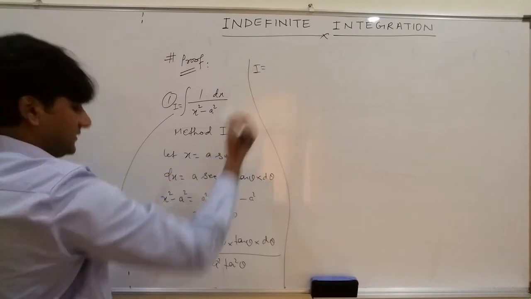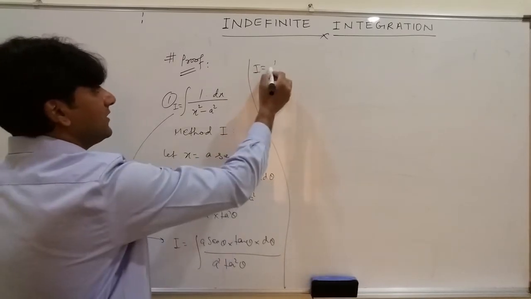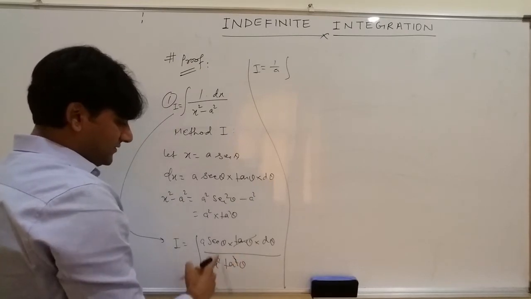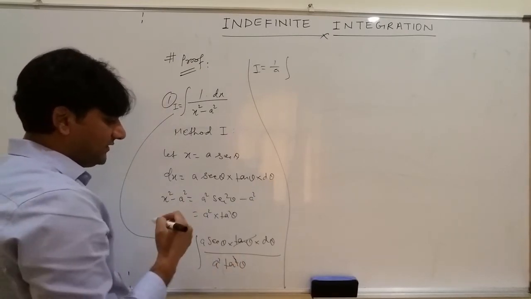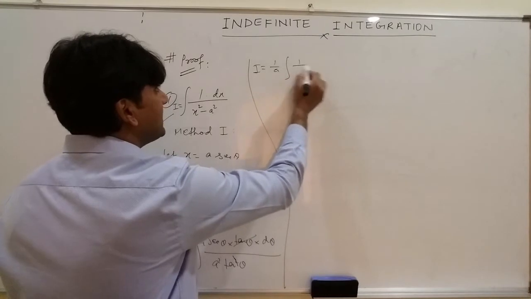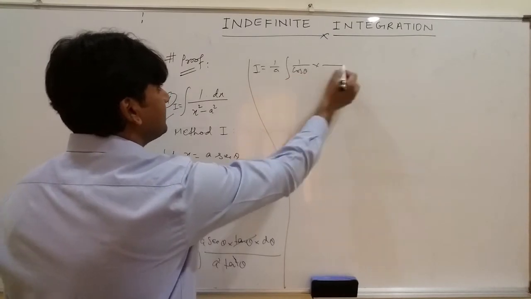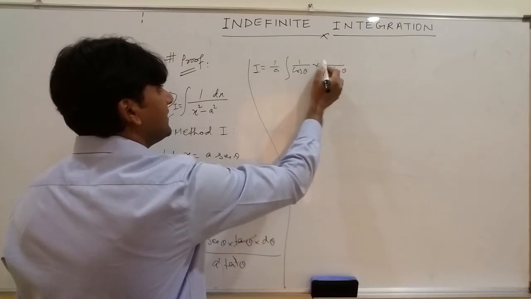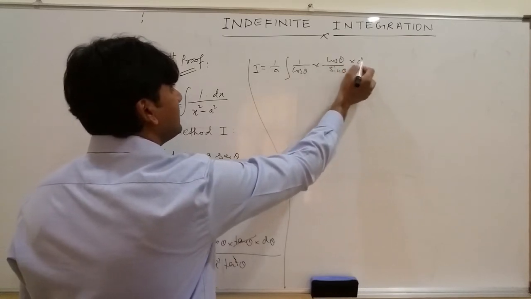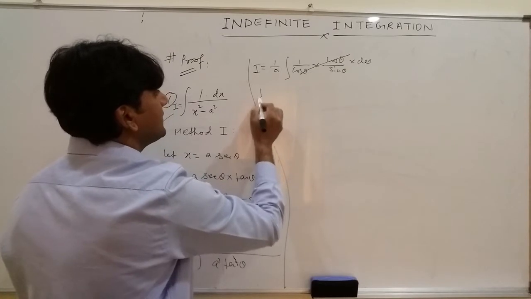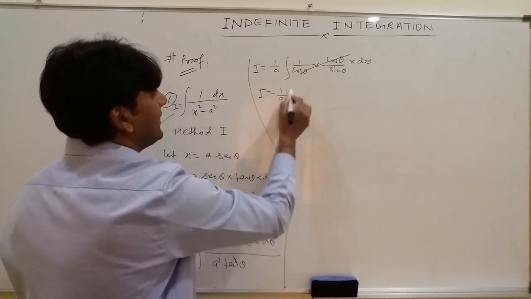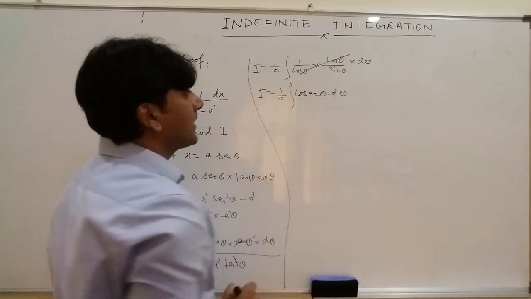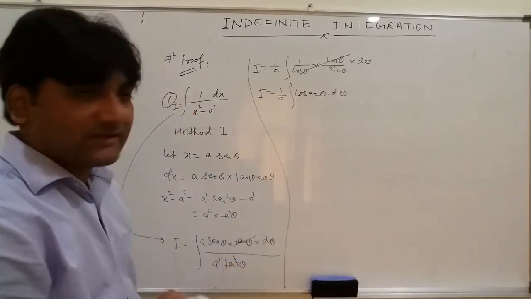Now this a over a square, which is 1 over a, and this is tan theta, this is tan square. So I got sec theta over tan theta. So sec theta means 1 upon cos theta and tan theta means sin theta upon cos theta d theta. So cos got cancelled. I got 1 over a cosec theta. Okay. So I got 1 over a cosec theta.